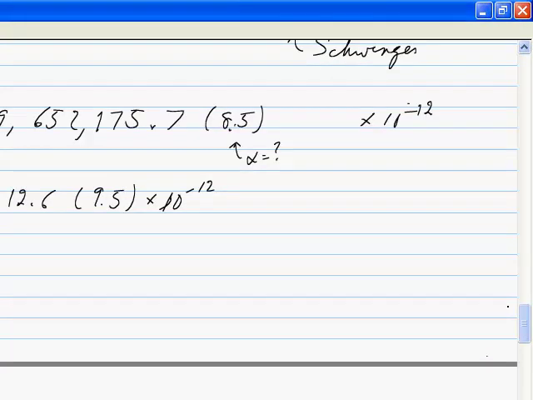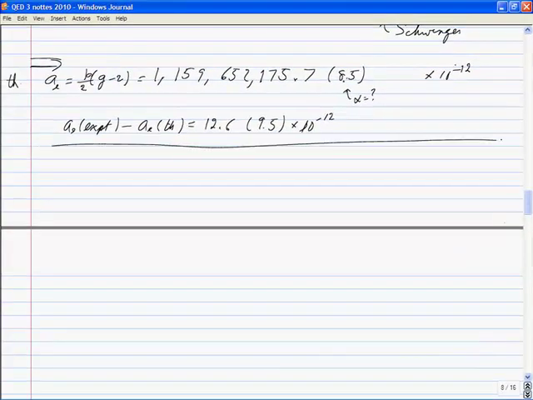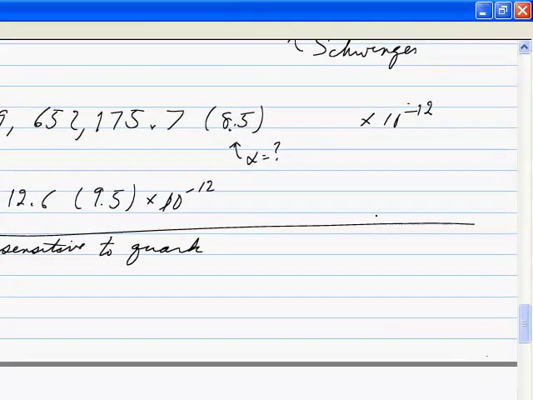The muon one is not as well known. So there's the good news. The bad news is the muon one. The muon one is less clear. The muon mass is bigger, and it's more sensitive to things that are hard to calculate. So it's more sensitive to quarks, which are harder to calculate.